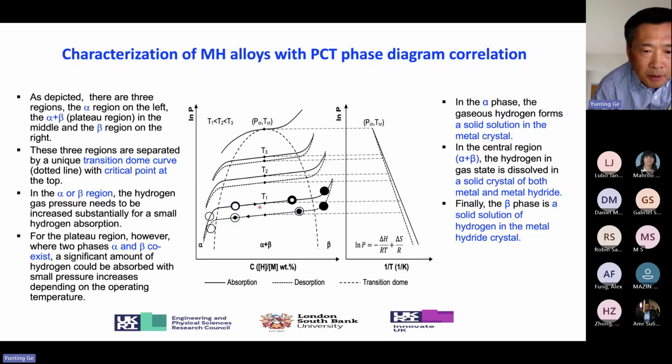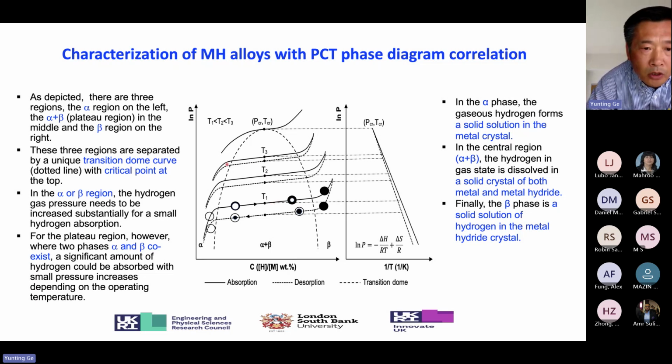But within the alpha plus beta region, you have a larger absorption of the metal hydrogen, so the pressure just increases slightly, not that much. And you can also find solid lines and dotted lines at the same temperature. We call them isothermal lines. You can see here T1, T2, and T3, and T3 is greater than T2 and T1.